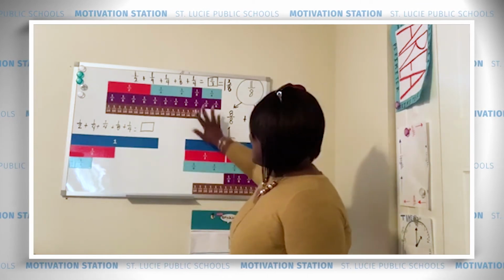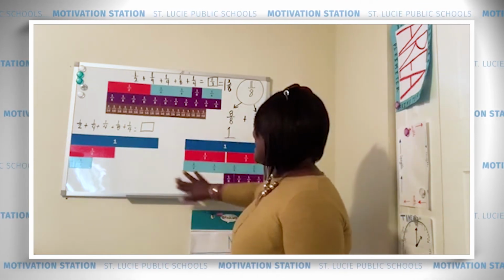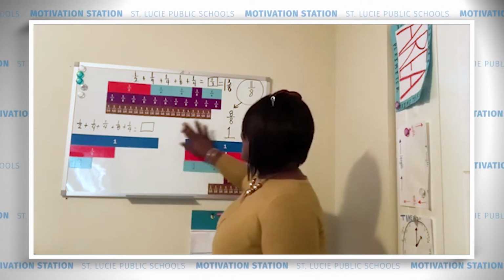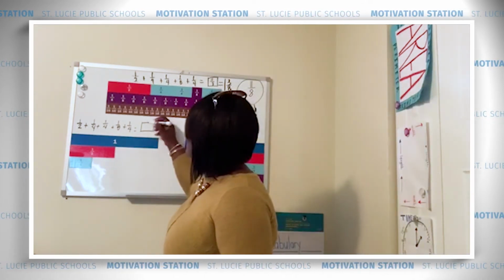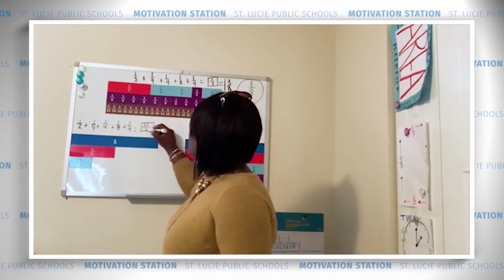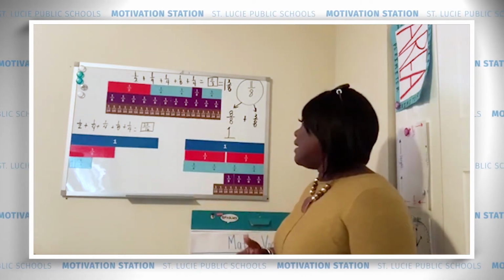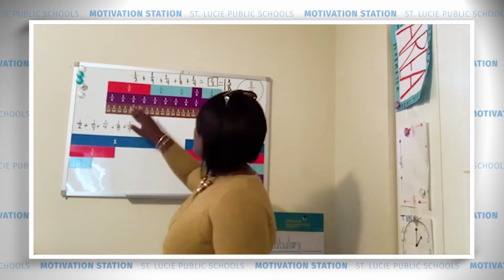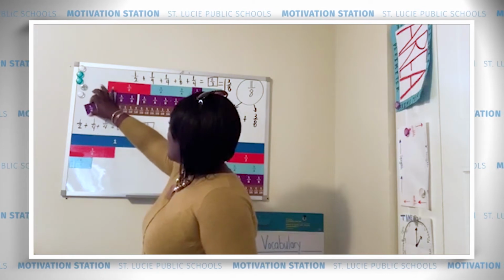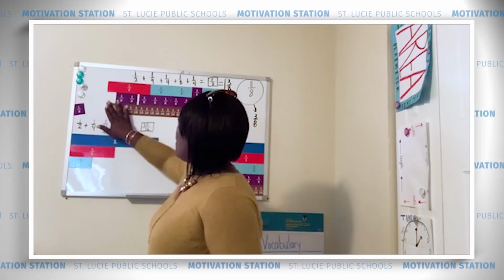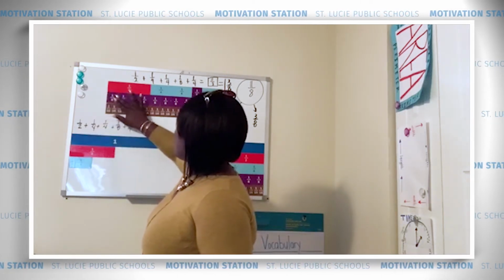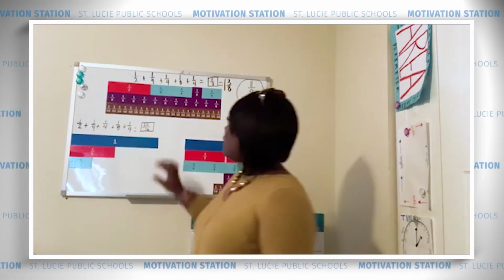17/16, 18/16, 19/16, 20/16, 21/16, 22/16. How many sixteenths did I use? 22/16. So 22 will go in my numerator, 16 will go in my denominator. Now, I am going to remove some of these eighths so we can figure out how many, well actually I'll put this back. How would we write 22/16 as an improper fraction?